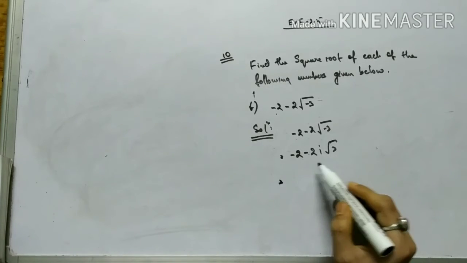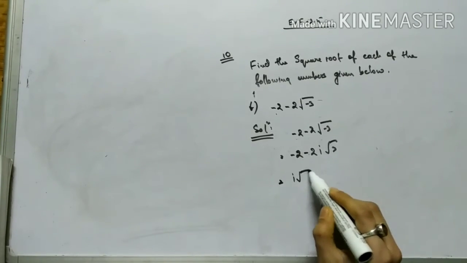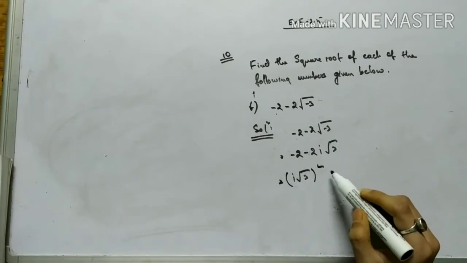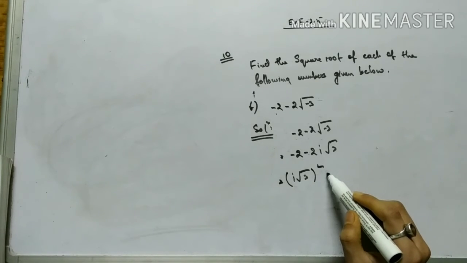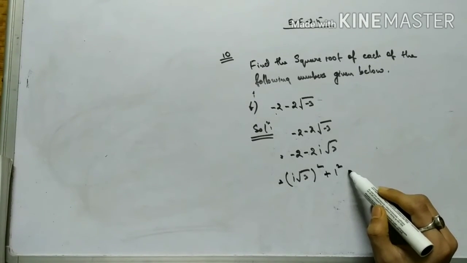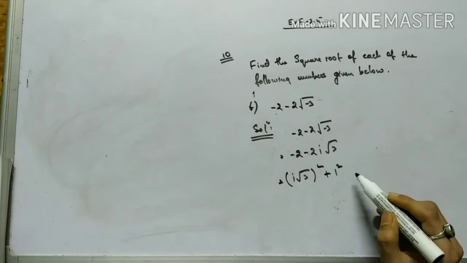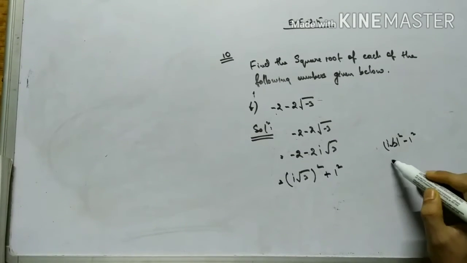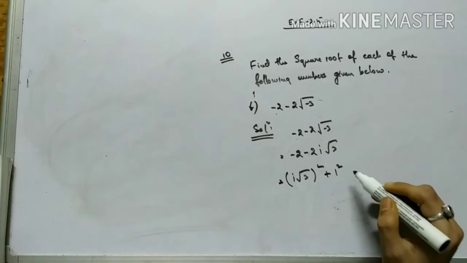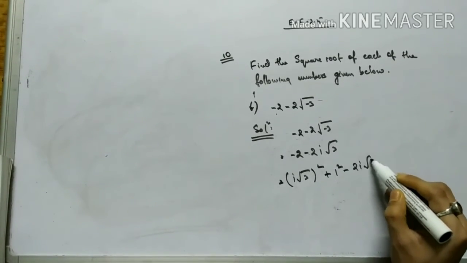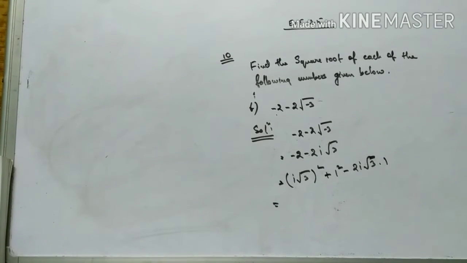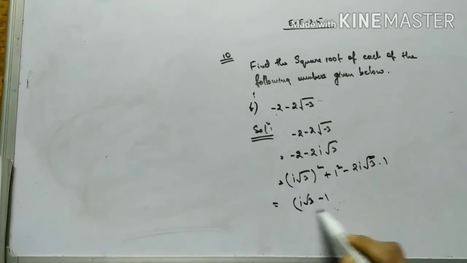So now what I can do here is that minus 2 I can write as i root 3 the whole square plus 1 square. Wait a minute, i root 3 the whole square, i square into 3, plus 1 square minus 2 i root 3 into 1, you can write, no problem. So this gives me i root 3 minus 1 the whole square.